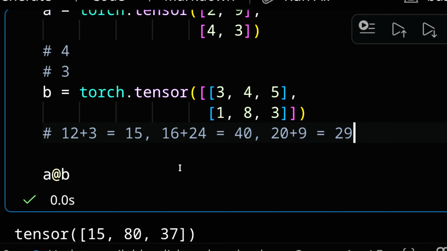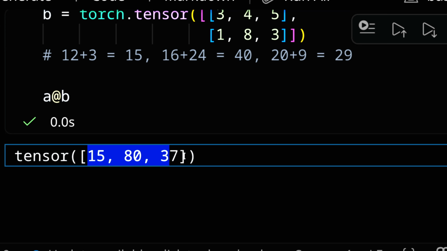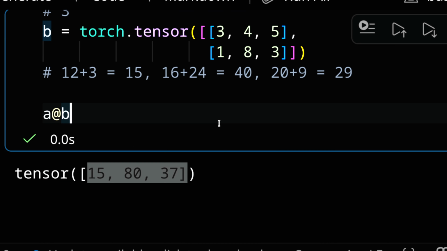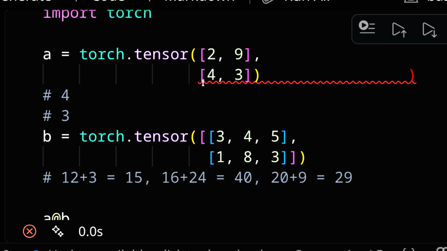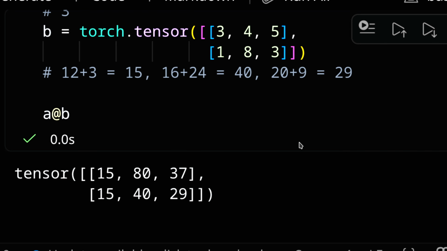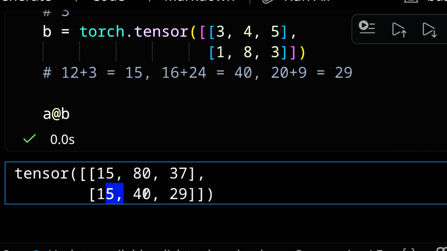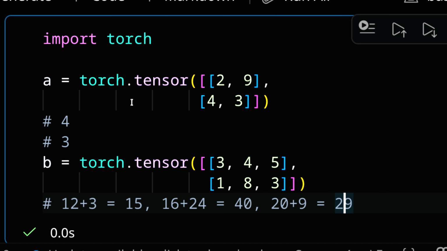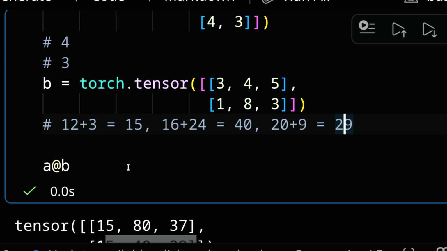So it should show the same row here, and below that it should show 15, 40, and 29. Okay, hold on, make sure I format it right real quick. Okay, now run it. And there it is, 15, 40, and 29. So that's how dot products and matrix multiplication work.